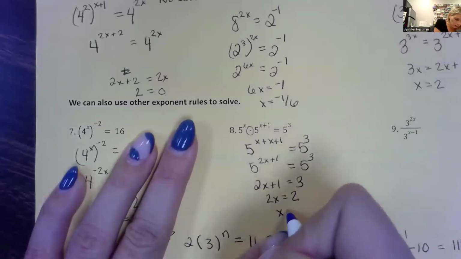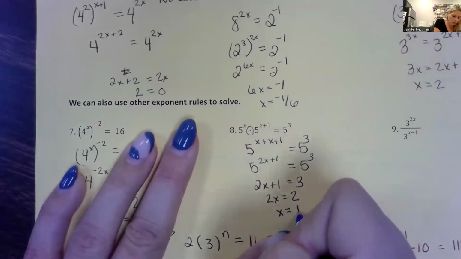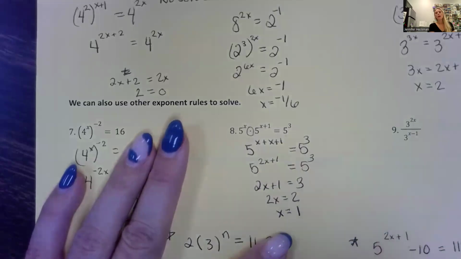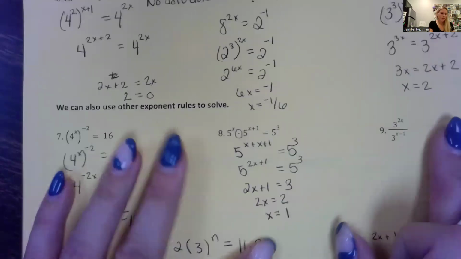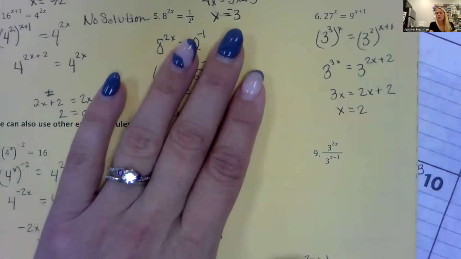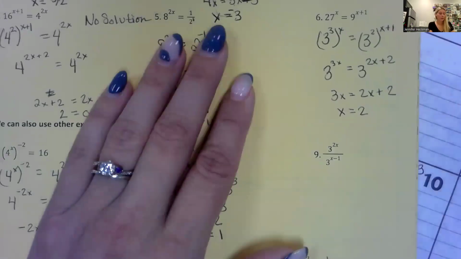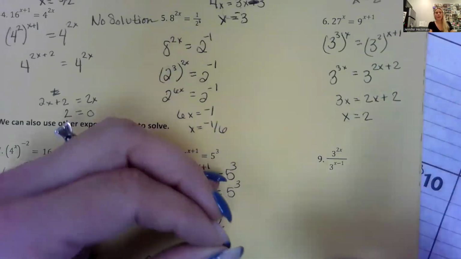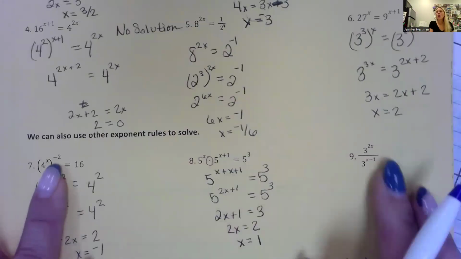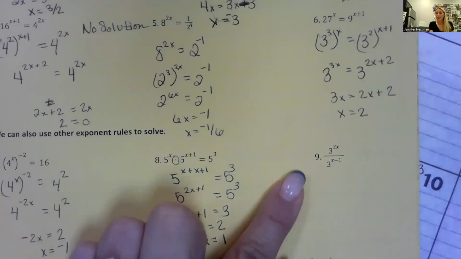Divide by the coefficient. 2 divided by 2 is 1. Plug in if needed. Okay, same thing. Ooh, this isn't even a solving one. This is just simplifying. Remember, solving means equal. When we don't have an equal side, we're simplifying, okay?